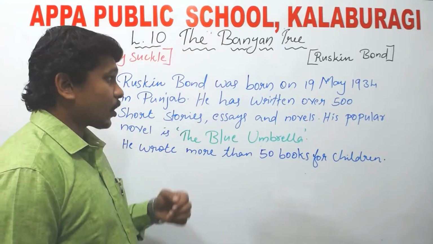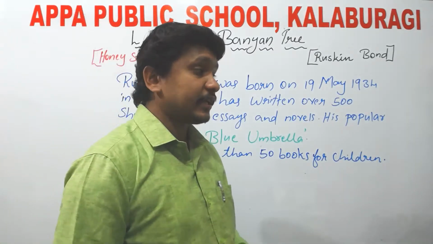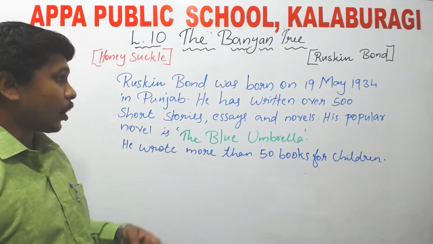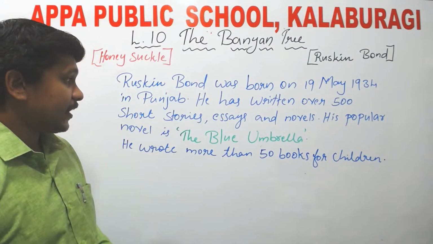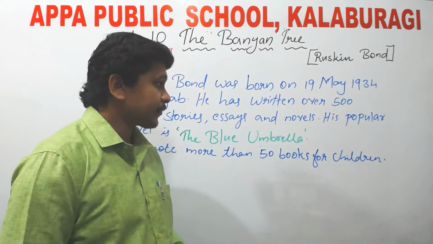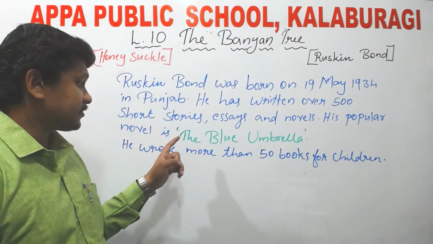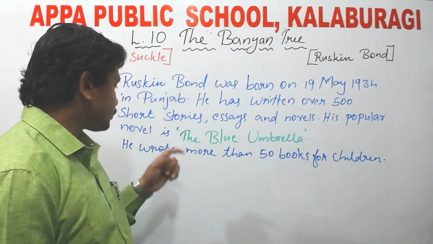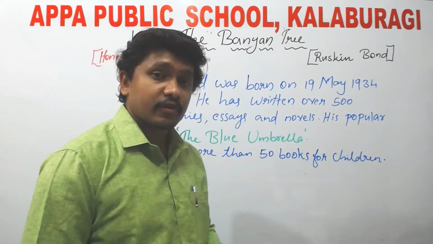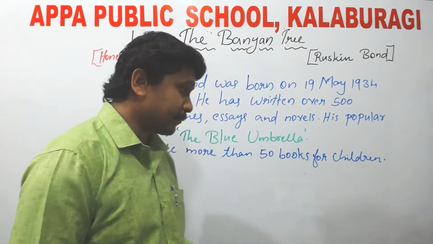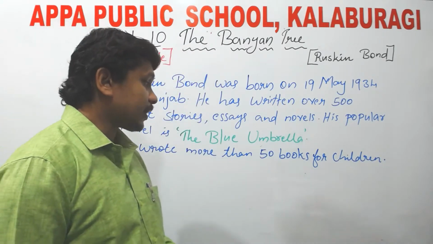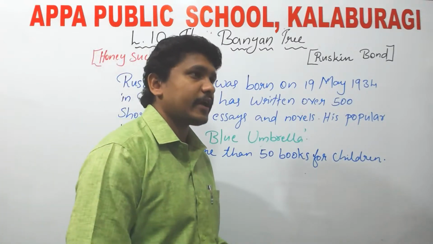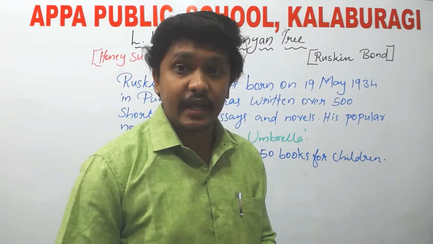Ruskin Bond was born on 19 May 1934 in Punjab. He has written over 500 short stories, essays, and novels. His popular novel is The Blue Umbrella. The Blue Umbrella is a popular novel for this particular author, Ruskin Bond, and he wrote more than 50 books for children.